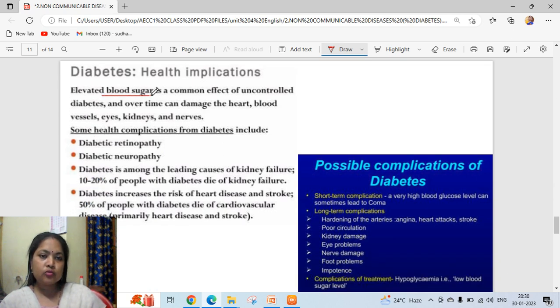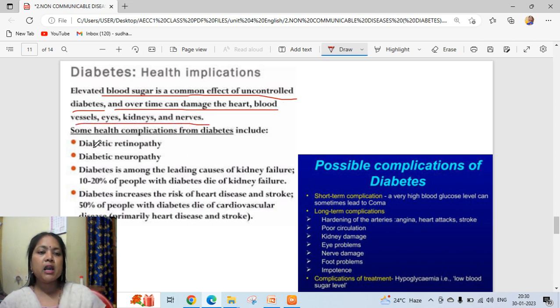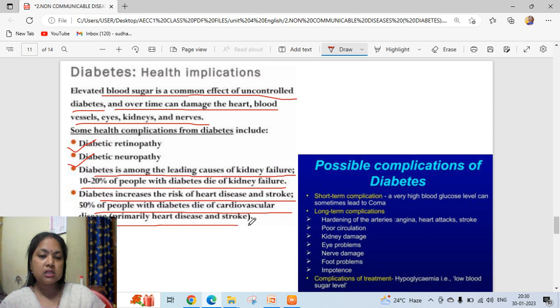Elevated blood sugar is a common effect of uncontrolled diabetes, and over time can damage the heart, blood vessels, eyes, kidneys and nerves. Some health complications from diabetes include diabetic retinopathy and diabetic neuropathy. Diabetes is among the leading causes of kidney failure. 10 to 20% of people with diabetes die of kidney failure, and diabetes increases the risk of heart disease and stroke. 50% of people with diabetes die of cardiovascular disease, primarily heart disease and stroke.